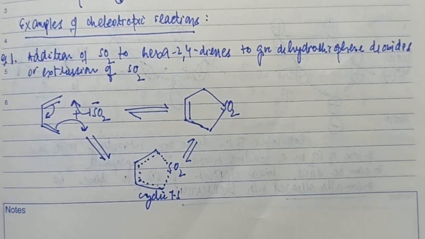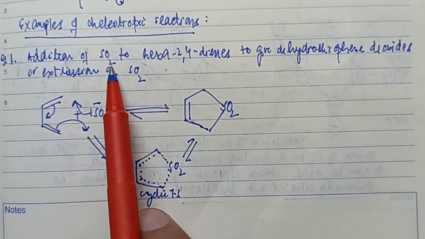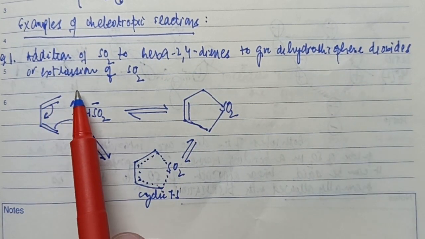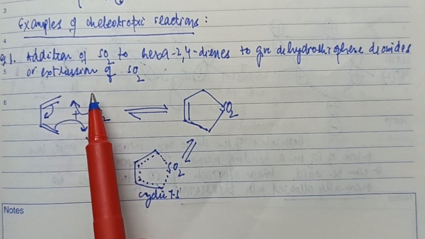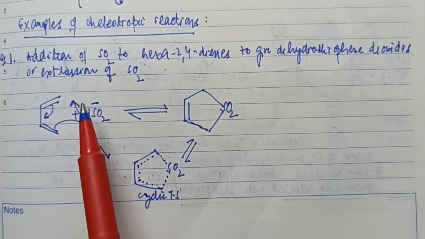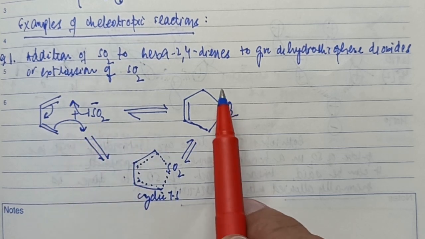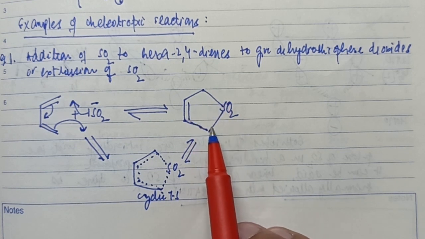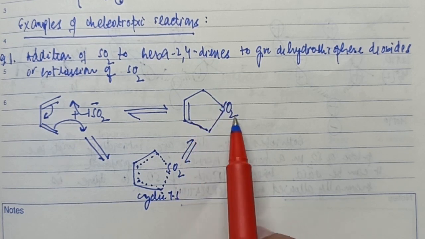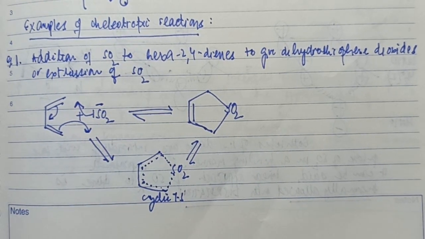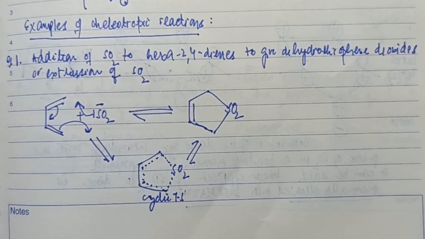Let's start with an example in which we are talking about the addition of sulfur dioxide to hexa-2,4-diene to give dihydrothiophene dioxide. Or you can also talk about the reverse reaction, since these reactions, cheletropic reactions, are largely reversible. Therefore, you could either talk about the addition of sulfur dioxide to a diene moiety to form these dihydrothiophene dioxides, or you can talk about the reversal or the extrusion of sulfur dioxide to give back a diene and a sulfur dioxide molecule. Anyways, if I have to write the product using the arrows, it is extremely simple. We just need to move the arrows in the right direction so as to form the product.